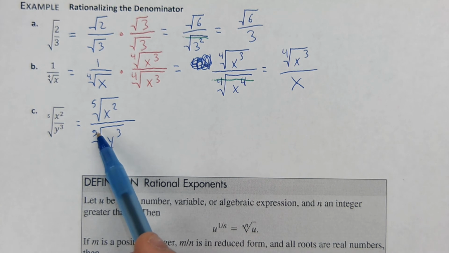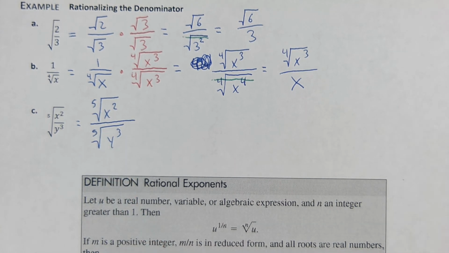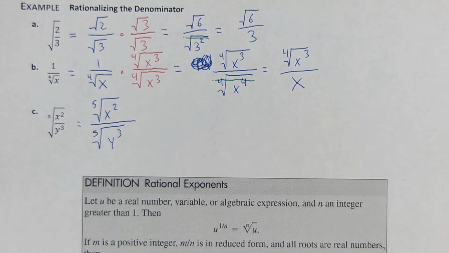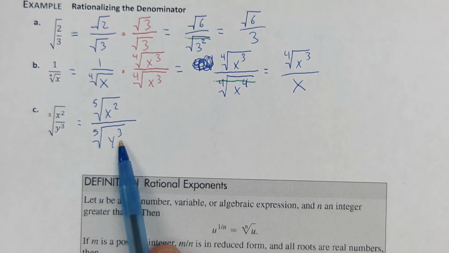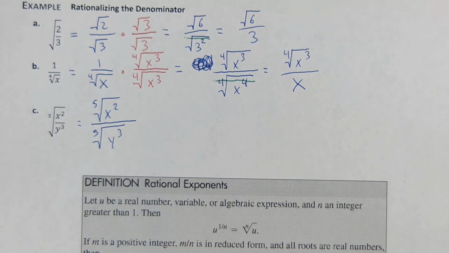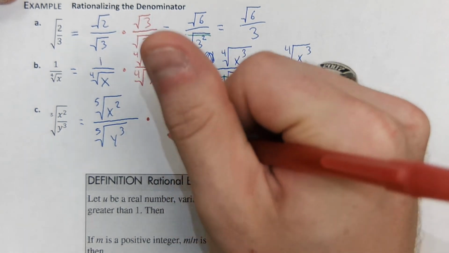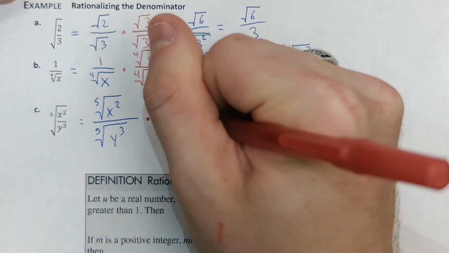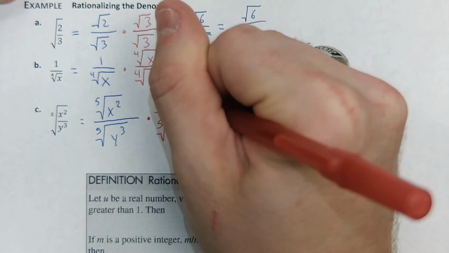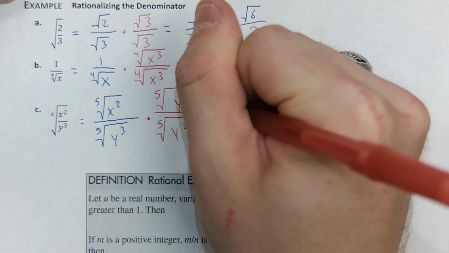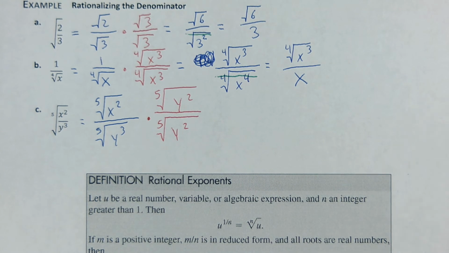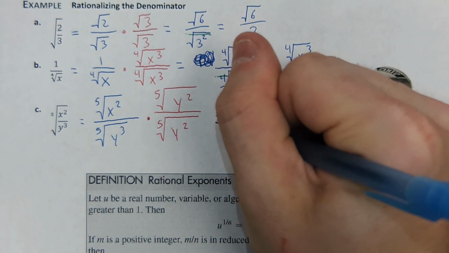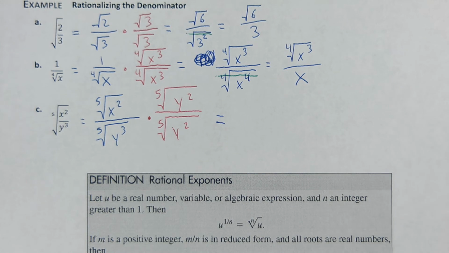The fifth root's job is to cancel a fifth power. So if this exponent on this y was a 5, that fifth root could do its job. There's 3 of them now. That means I need 2 more of them. So multiply the top and the bottom by the fifth root of y squared. On the bottom, I will now have the fifth root of y to the fifth.